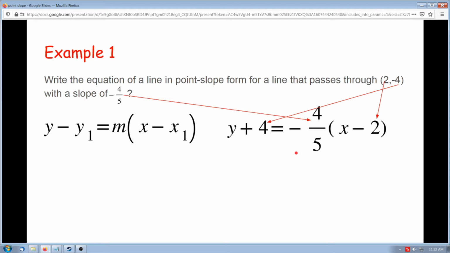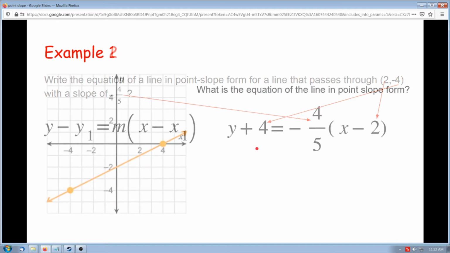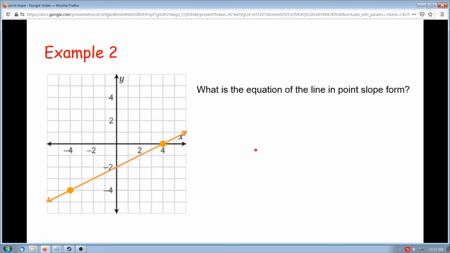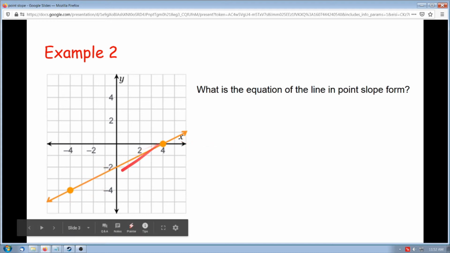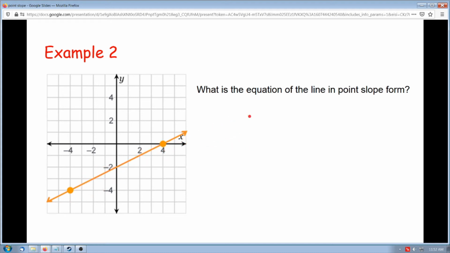Let's go on to question 2, or example 2, I should say. In this one, we're given a graph, and they want to know what is the equation of the line in point-slope form. So this one, we're just given the graph of a line, and we have to put this into point-slope form. The form is still the same. It's y minus y sub 1 equals m times x minus x sub 1. But this one, we're not given any information. The only information we're given is from the graph itself.